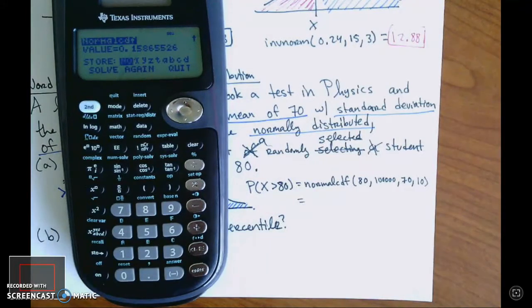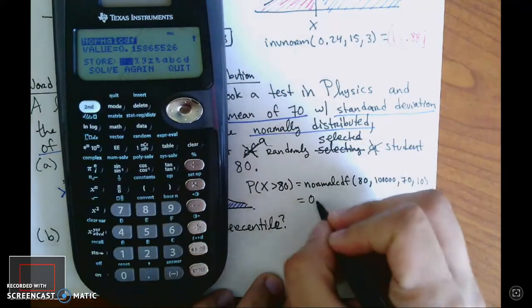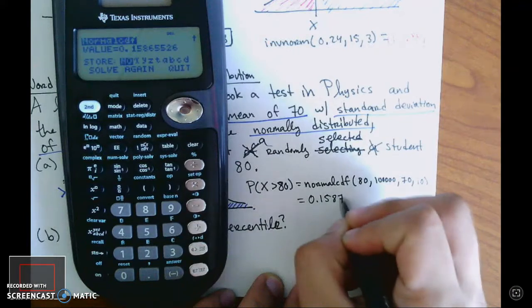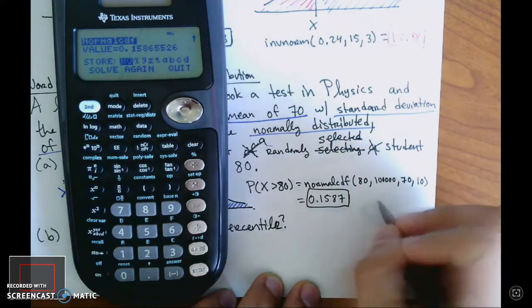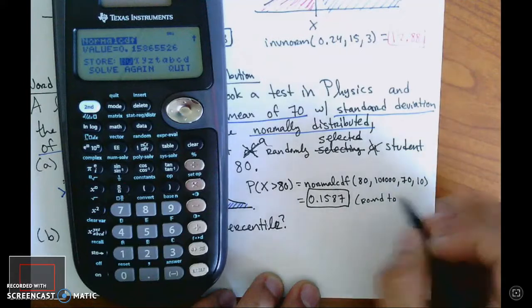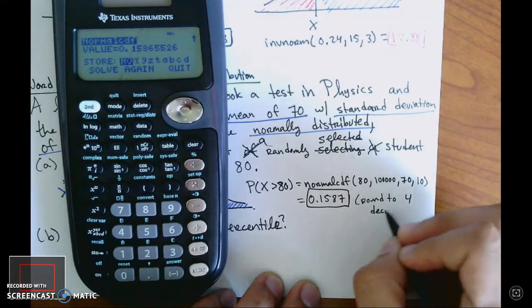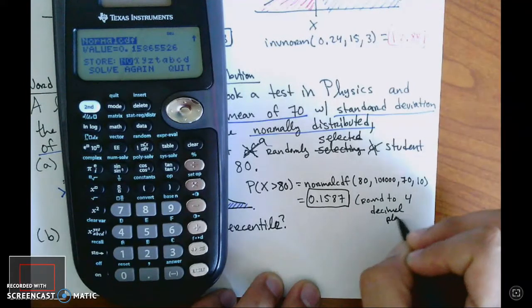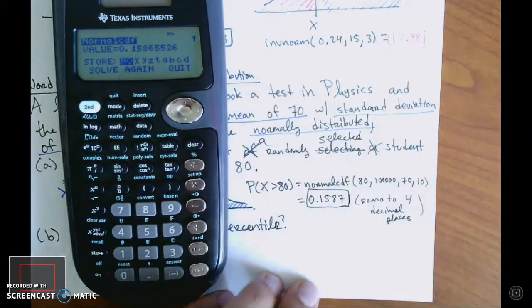Our answer is 0.1587. So I will tell you when to round. For right now, just round to 2 decimal places. So I'm going to write that. Round to, no, not 2, I'm sorry, 4 decimal places. Okay. So for right now, just round it to there.